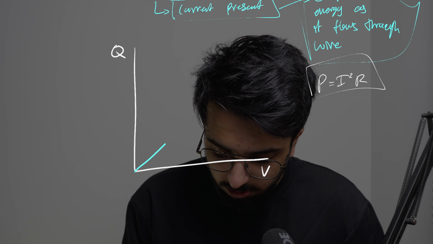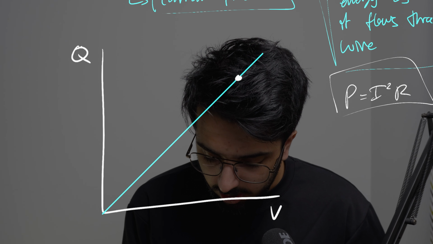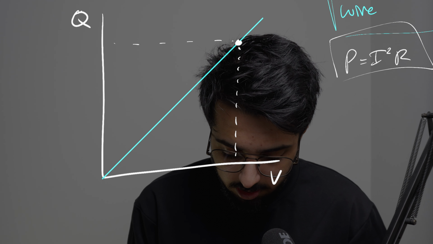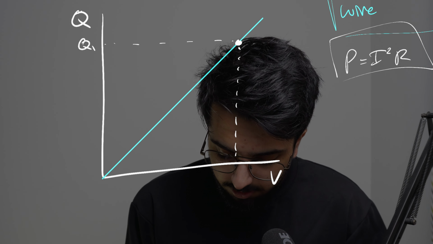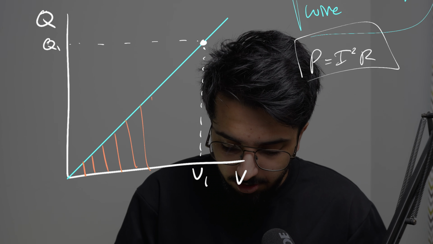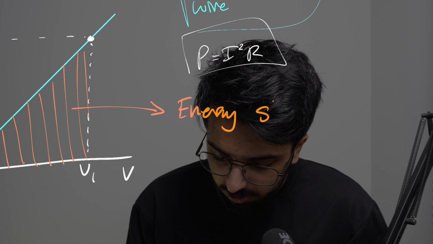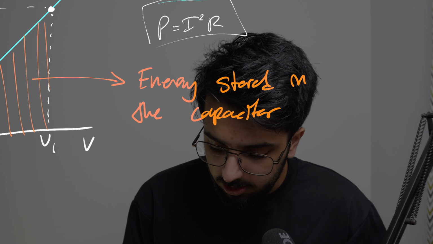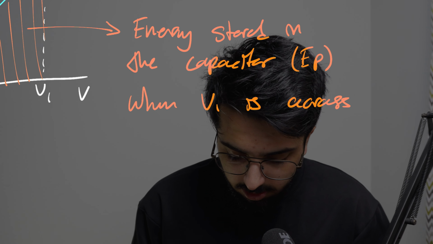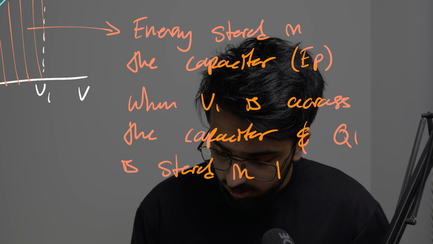And we saw in the last video it's going to be a linear relationship, okay? And let's say we push this much charge onto the capacitor, and so we're going to have this much, like so. Let's call this Q1 and this V1, okay? And so the energy stored in the capacitor is the area under our QV graph, which we can denote as EP, when V1 is across the capacitor and Q1 is stored in the capacitor.